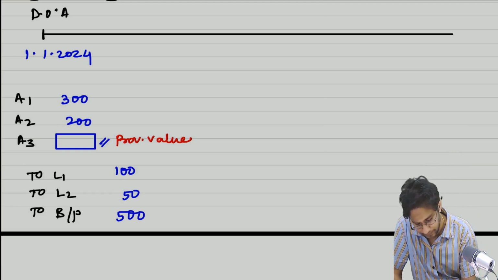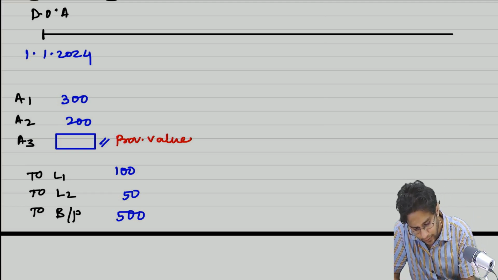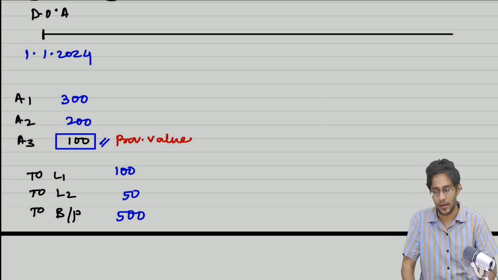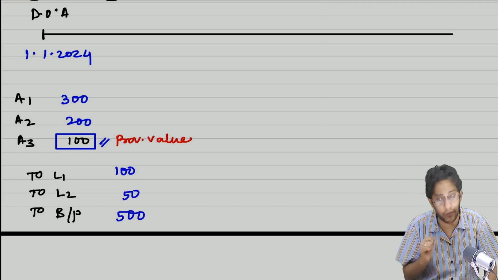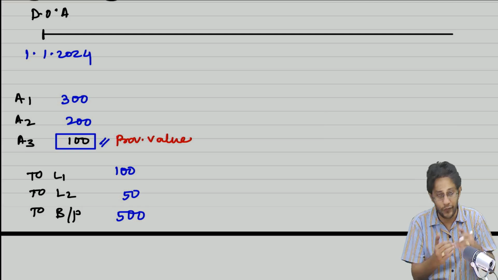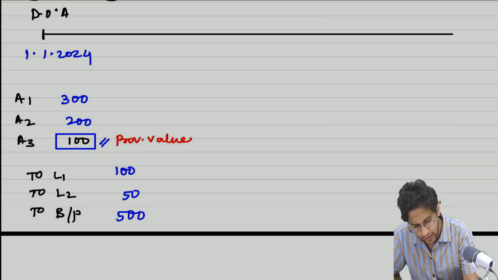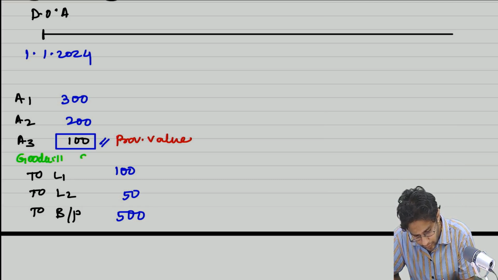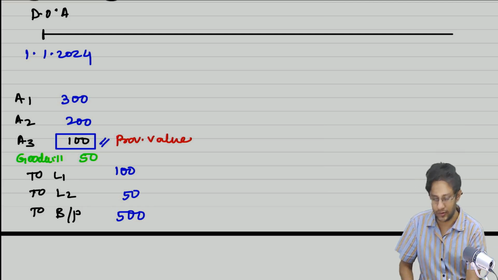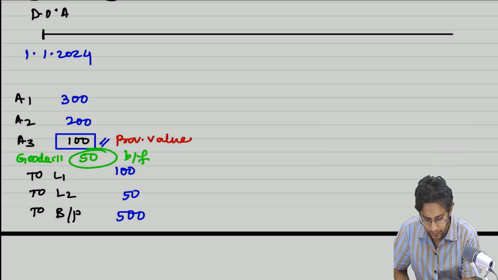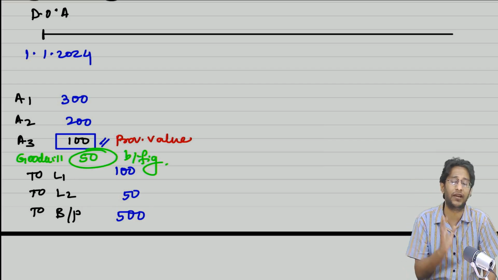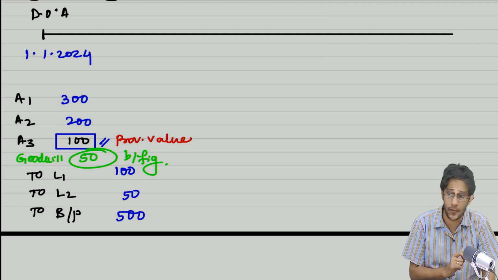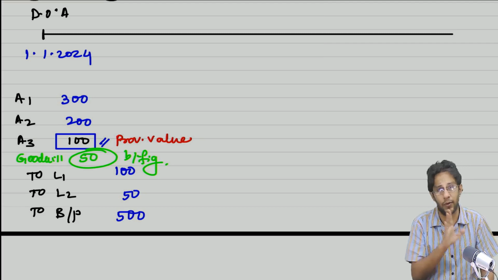Let us say I have used a provisional value of 100 rupees. As a result, what happened? 300, 200, 100, this is 600. 600 minus 150 liability is 450. 450 versus 500, so there is a goodwill now. This goodwill of 50 is a balance. Mind you, ma'am, your goodwill number is not a final number. Why? Because your A3 number is a provisional value.